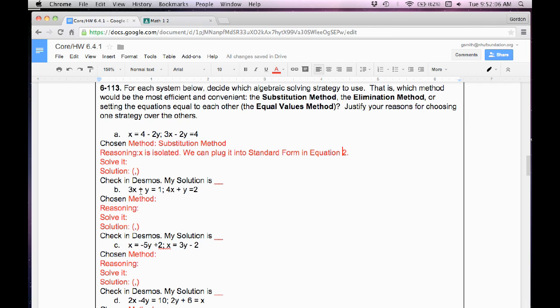Okay, B. 3x plus y equals 1. 4x plus y equals 2. Well, these are both totally standard, right? ax plus by equals c. ax plus by equals c. In this case, our chosen method would have to be elimination, because what we'll do is find a way to eliminate either the x or the y. To me, it looks like probably the y. But you'll call that elimination method.